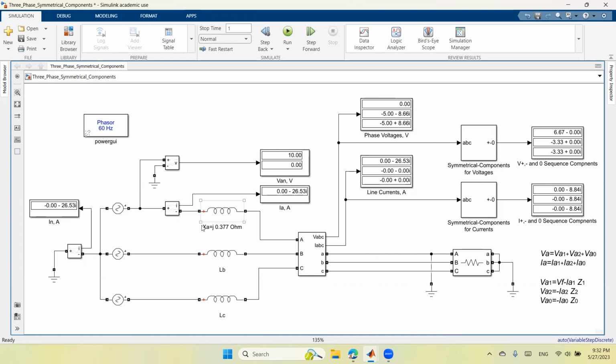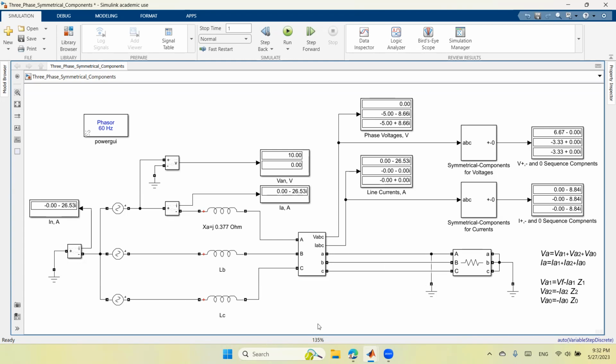While here I see the single line to ground fault current for phase A that is going through ground and back home to this source. How much is this current? It is negative j 26.53. So this will be the current in a single phase to ground fault. And I see that it is the same value in the neutral. You see, this is the same current in the neutral.